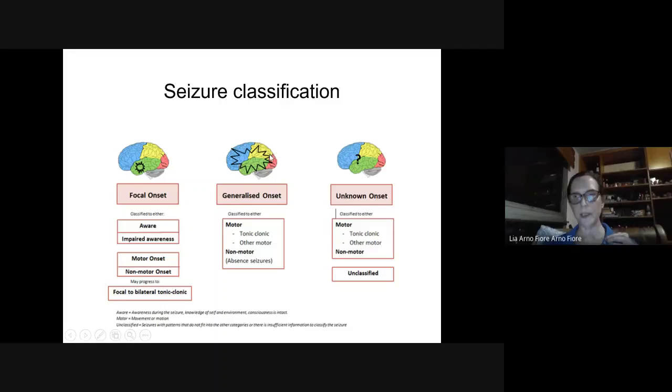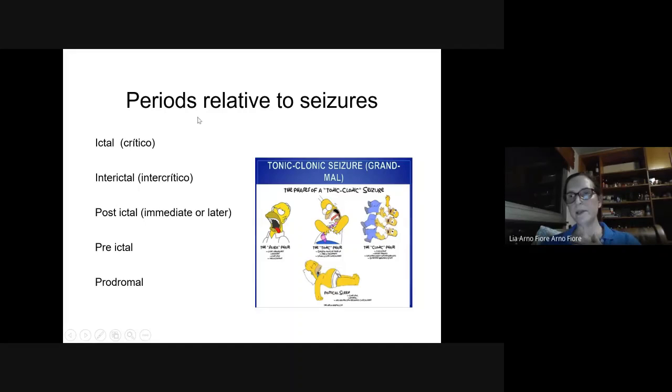I would also like to make clear some terms. Ictal is during the seizure, we call it crítico, also in Portuguese. Interictal is the period between one seizure and the other. Postictal is after the seizure, either immediate or later. And preictal is just before the seizure, and prodromal is a long time before the seizure.